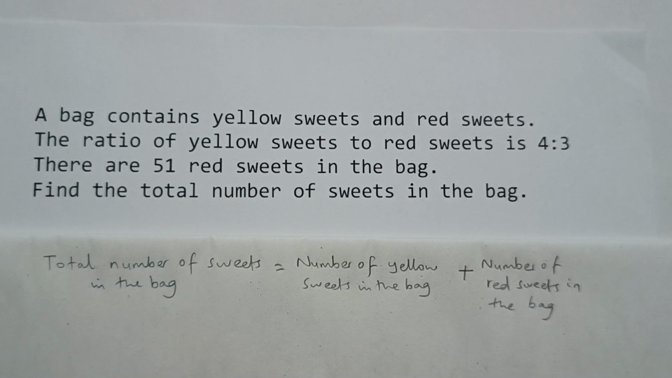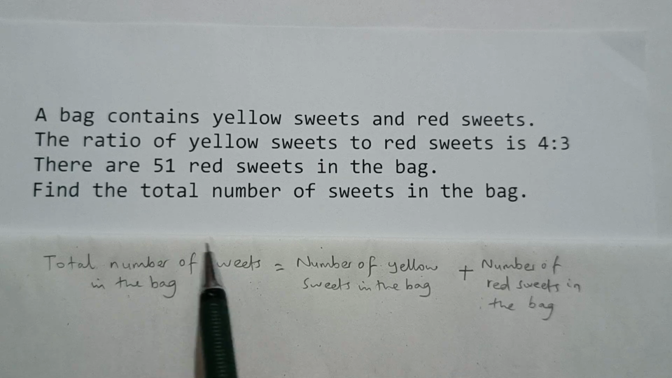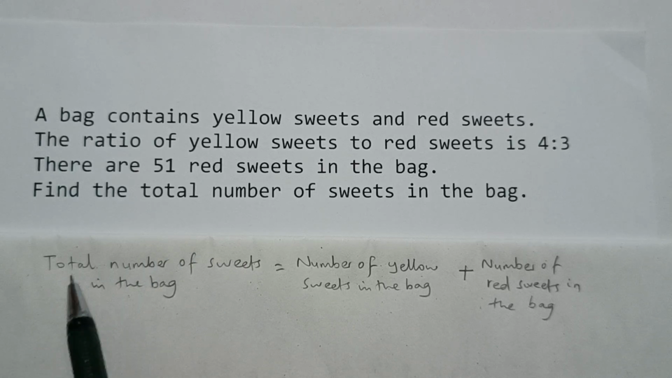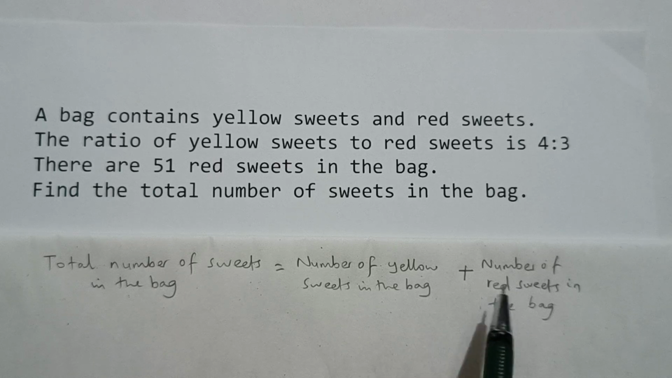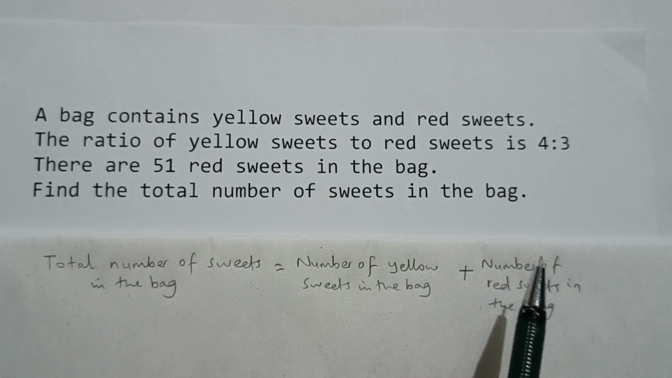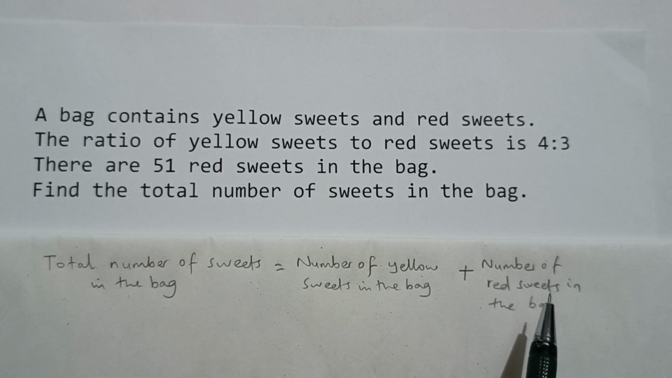So if we find the number of yellow sweets in the bag and the number of red sweets in the bag, then we can find the total number of sweets in that bag and we can solve this question. So our aim is to find the number of yellow sweets in the bag and the number of red sweets in the bag.